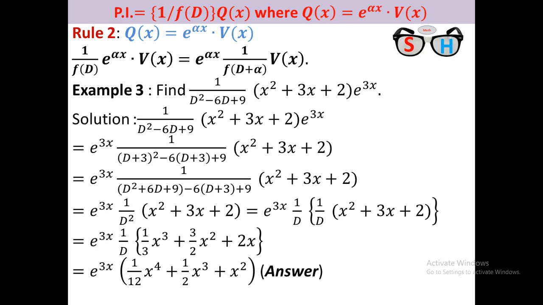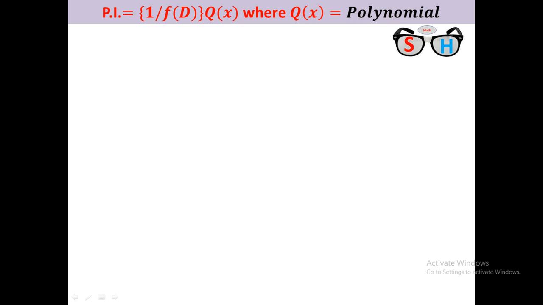And there is another query. You see that after putting D plus 3, you get the operator as 1 by D square. That is double integration of x square plus 3x plus 2, two times. But it is not always possible. If the operator is another one, say 1 by D square plus 5, then you cannot integrate directly. You have to use another formula. So in rule 3, we will give information about the case when Q(x) is a polynomial. Let's go. Here I discuss the polynomial.